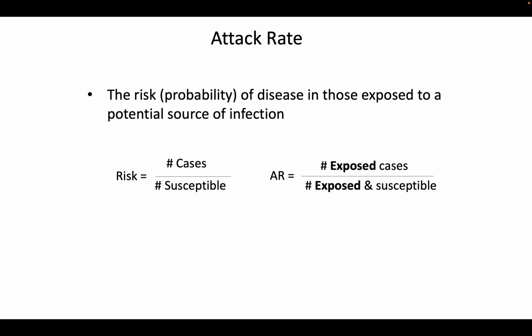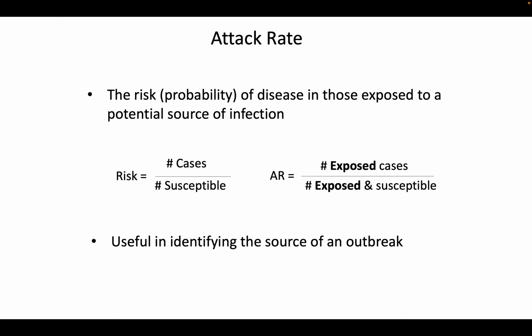So the only difference here is just that it's the number of exposed cases over the number of exposed and susceptible. And when we say susceptible, we mean it's possible for them to have become cases. It might not be possible for some people because they're immune, or because maybe the disease only affects a specific sex or age group.